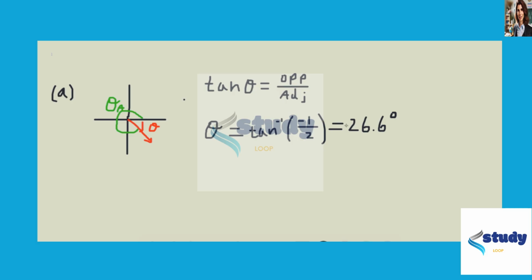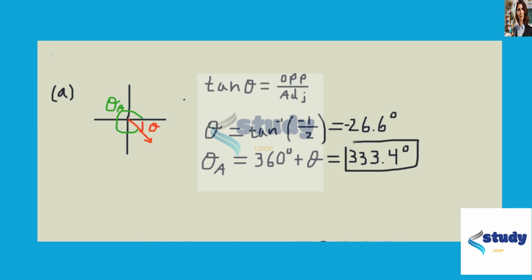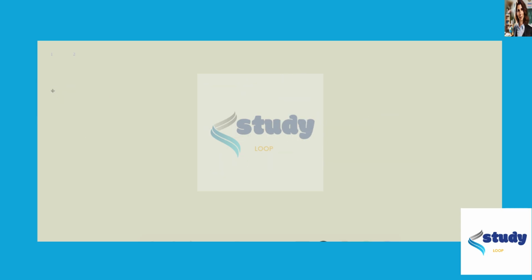Right? And then there is a negative sign here. That angle is negative 26.6 degrees. So theta A is equal to 360 degrees, because that's what an entire thing would make, right? Plus the angle theta that we just found, which is negative. So it ends up being 360 degrees minus 26.6 degrees, which is 333.4 degrees. We can box that in as our solution for A. Okay. Part B.